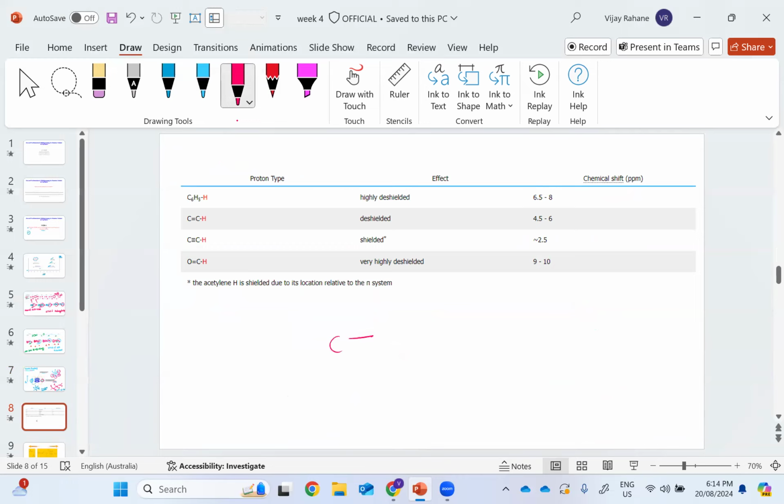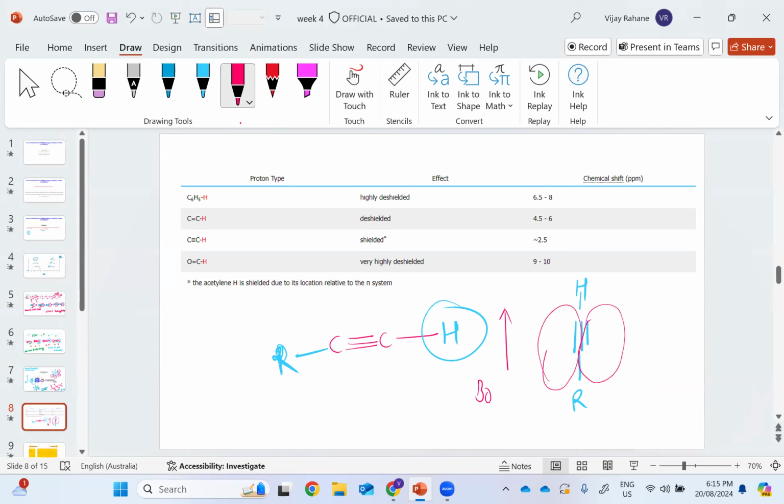Another example is the acetylene molecule, or acetylenic proton. This acetylenic proton, which I have shown in blue, has let's say an R group attached here. I will draw it in the vertical manner, this R, and here H. So when you apply a magnetic field B0, in this manner the induced magnetic field will be, right.